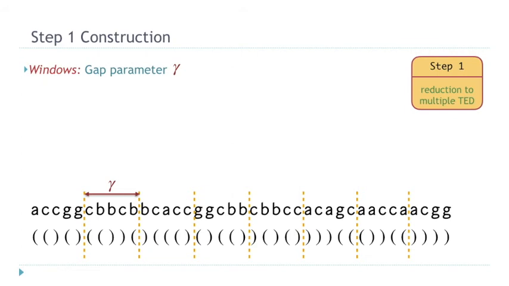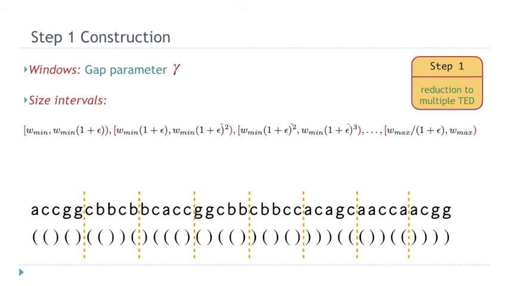The first parameter is gamma. So the way we construct the windows, we introduce a bunch of milestones, and gamma is the distance between consecutive milestones. We have W min, which is a lower bound on the size of the windows and super windows, and W max, which is an upper bound on the size of the windows and super windows. Based on these two, we introduce a bunch of ranges or intervals. The first range is W min to W min times 1 plus epsilon. The second range is from W min times 1 plus epsilon to W min times 1 plus epsilon squared, and then we go all the way to W max.